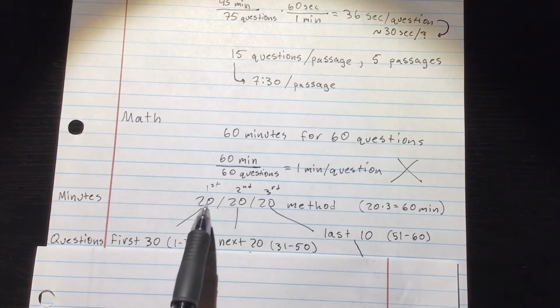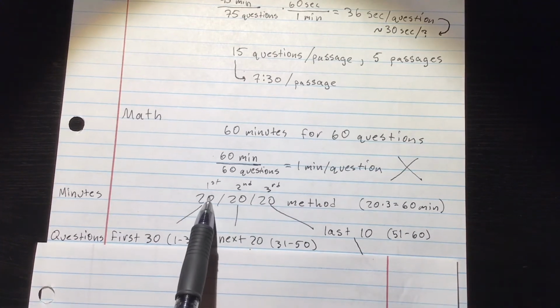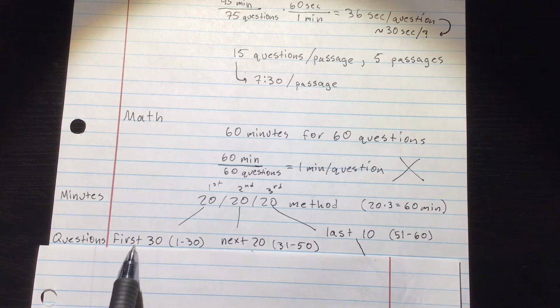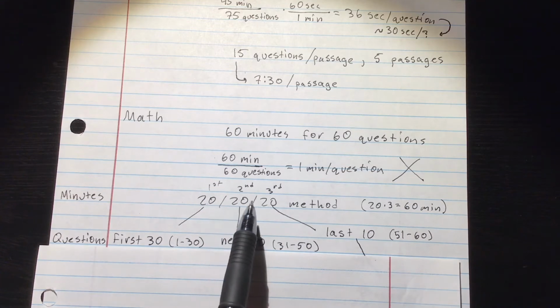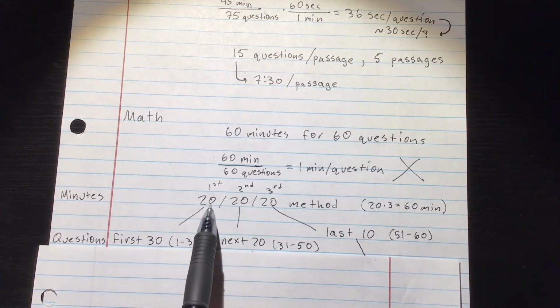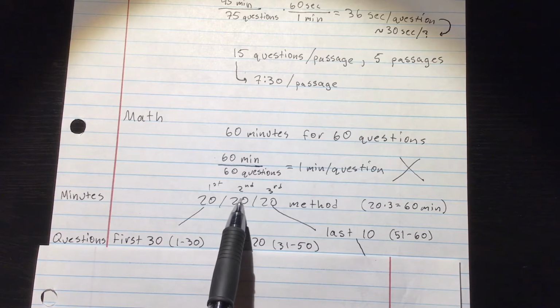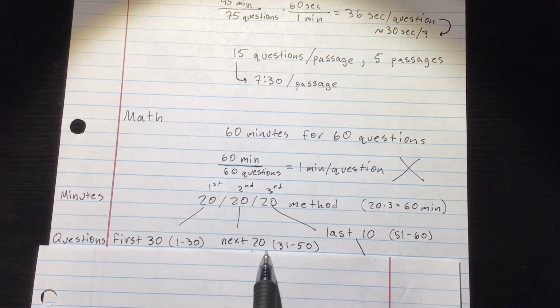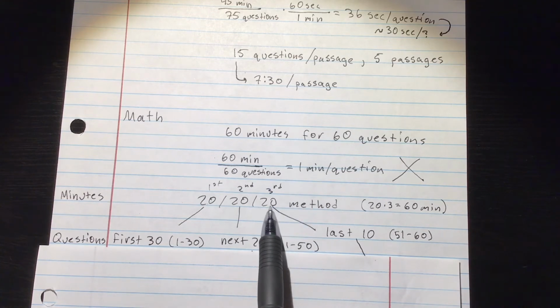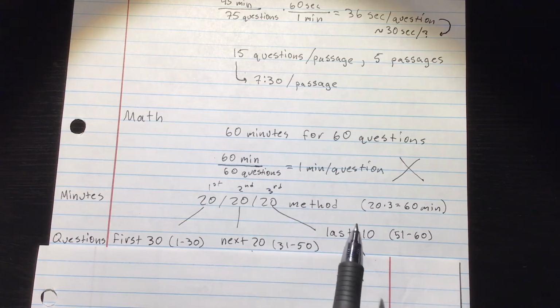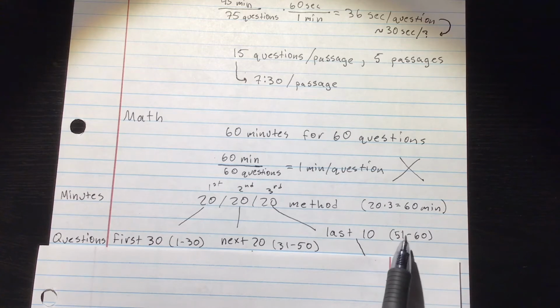So here are the minutes, 20, 20, 20. The first 20 go to the first 30 questions. So the first 30 questions, questions 1 through 30, you should be taking 20 minutes. The next 20 minutes, so your watch is at 20 minutes right now, you will spend doing the next 20 questions, 31 through 50. And then your watch is at 40 minutes now. It's in the last 20 minutes that you have, you will spend it on the last 10 questions, 51 through 60.